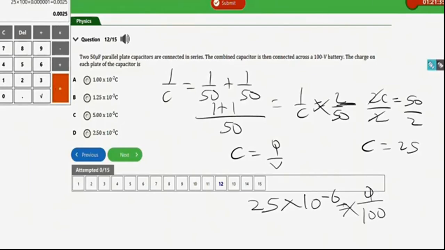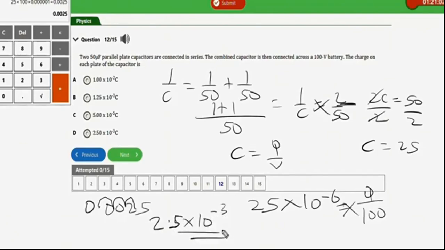If you put this value in standard form, 0.0025, you go 1, 2, 3. So this is 2.5 times 10 to the power negative 3 coulombs of charge. So the right option is option D. Alright, so that's it for this question. Let's wipe this now and solve the next repeated question.